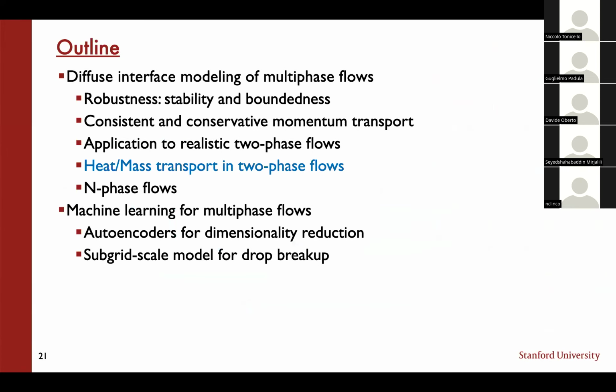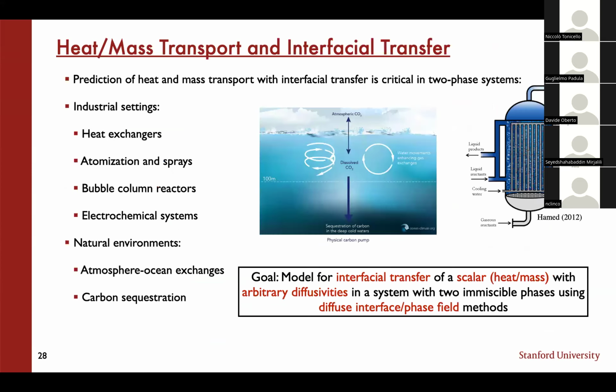Okay, so let's go to the first multiphysics aspect that I wanted to present, heat and mass transport in two-phase flows. This is just a representative multiphysics application. And so you may know that heat and mass transport in multiphase flows is very important because in industrial settings, that's essentially how a lot of heat exchangers work, or a lot of bubble column reactors work, in nuclear reactors, for instance, or in bioreactors. Of course, in atomization and sprays, heat and mass transport plays a role. Electrochemical systems like fuel cells, clearly.